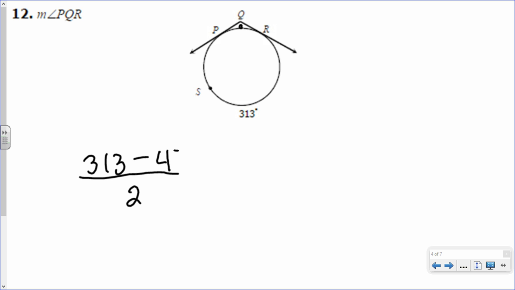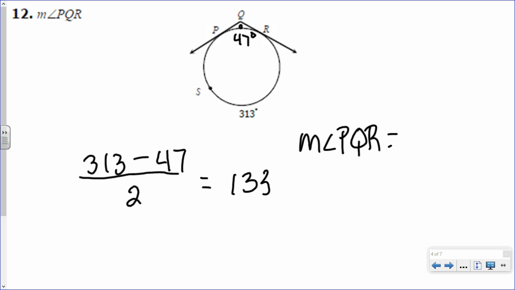So our PR is 47 degrees. And then we're going to subtract those two and divide by 2. And we end up with 133. So then we know the measure of angle PQR is equal to 133 degrees.